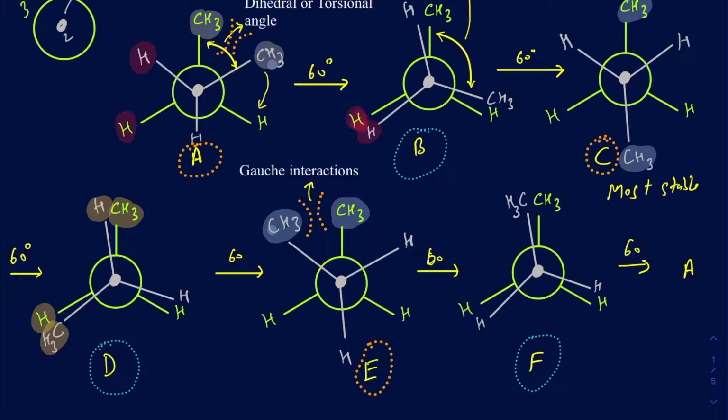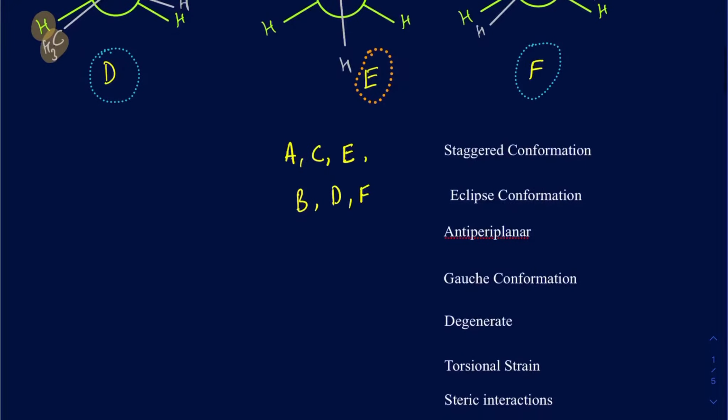That's going to be your Gauche interactions. And those particular conformations, the A and E, would be called Gauche conformations. So I'm going to go ahead and write that down here. So your A and E would be the Gauche conformations.